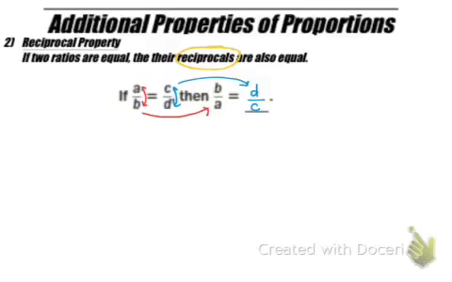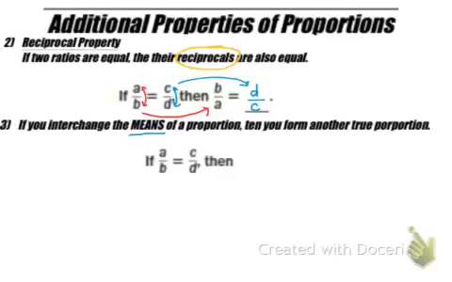The second property is the exchanging the means of a proportion property. So if you interchange the means of a proportion, then you form another true proportion. So what this states is that if you have a over b, which is equal to c over d, we have a proportion there. That's the same thing as if we switch the b and the c to then have a over c is equal to b over d.